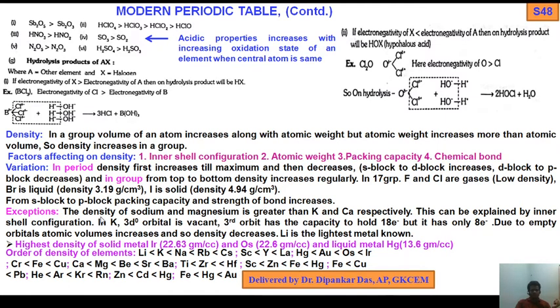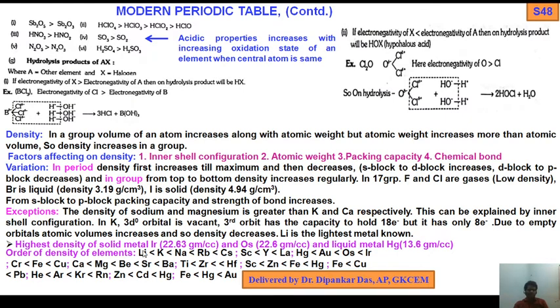Exception: the density of sodium and magnesium is greater than potassium and calcium respectively. This can be explained by inner shell configuration. In potassium, the 3d orbital is vacant, so the third shell has the capacity to hold 18 electrons, but it has only 8 electrons. Due to empty orbitals, atomic volume increases and so density decreases. Lithium is the lightest metal known.